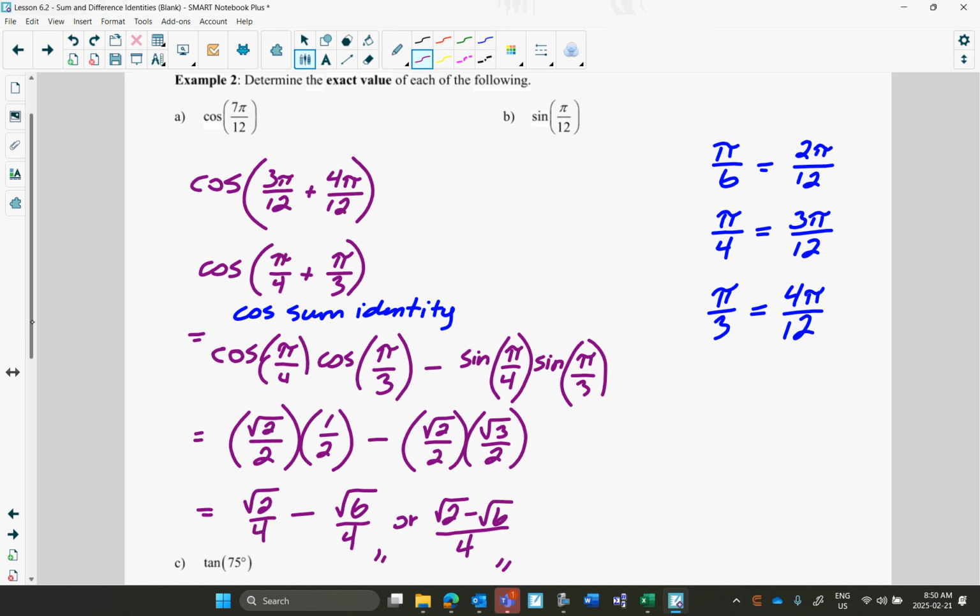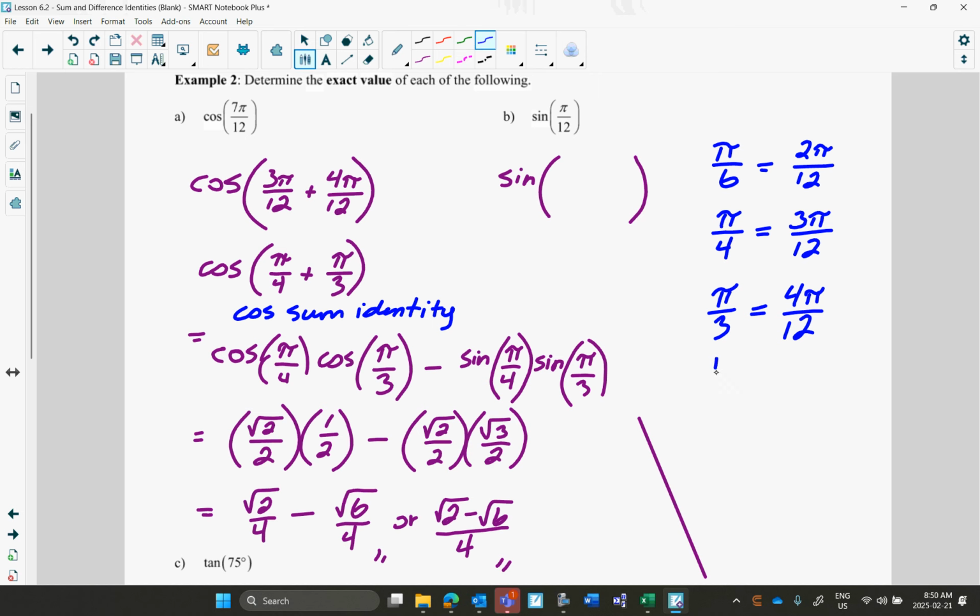Same idea with B. I need to split it up into two angles I know that are on the unit circle, and I've got a partial list here, by either adding or subtracting. Now remember, if none of these work, keep adding them.